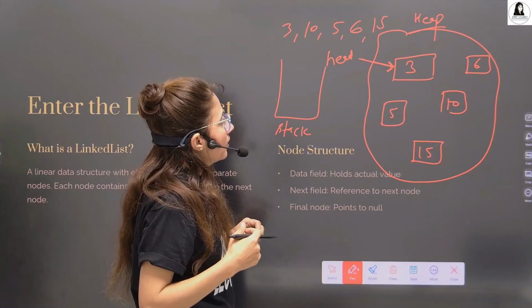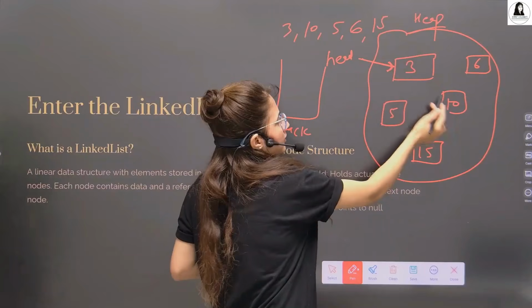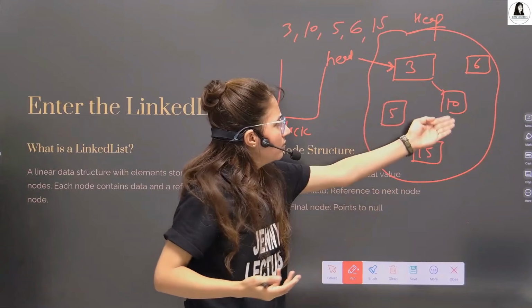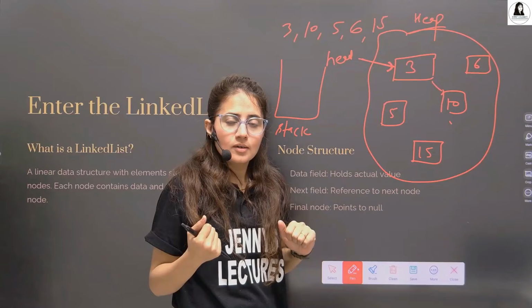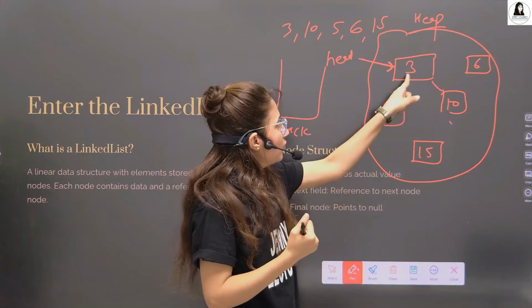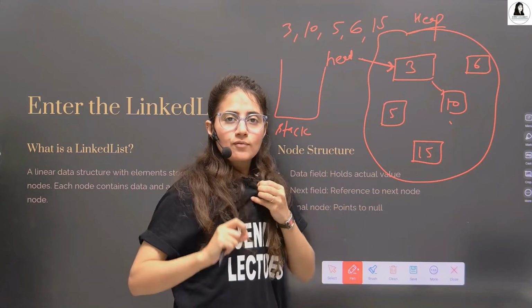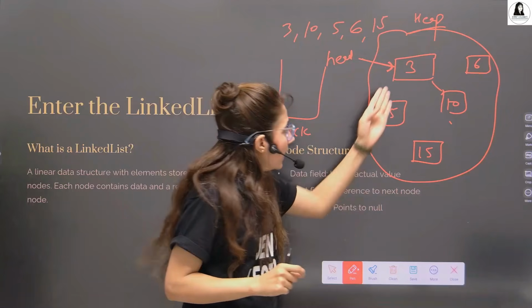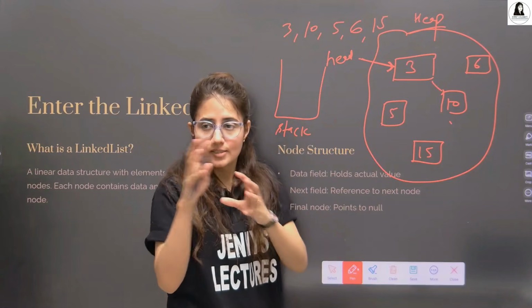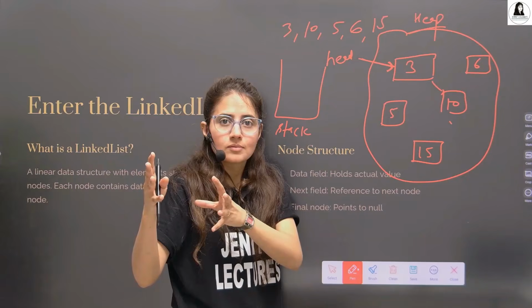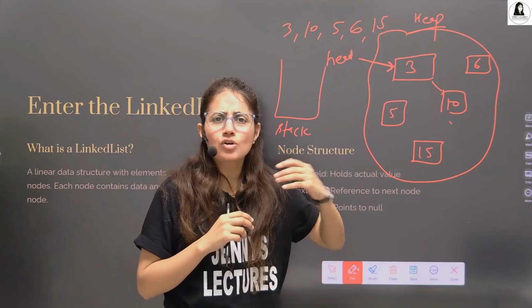Now, I have to go to the next element, that is 10. How do I go to the next element? I don't know the address of this. So it's not like we can store only 3 here. In a linked list, you have to store something else: the address of the next node, the next data. Then only we can go to that data, because these are not contiguous.